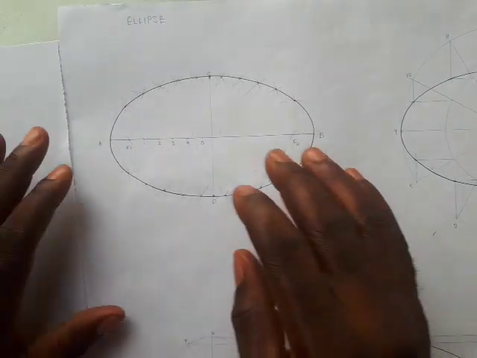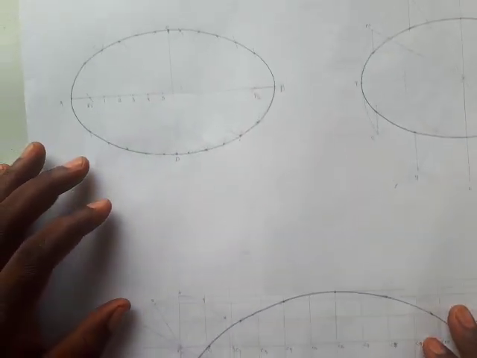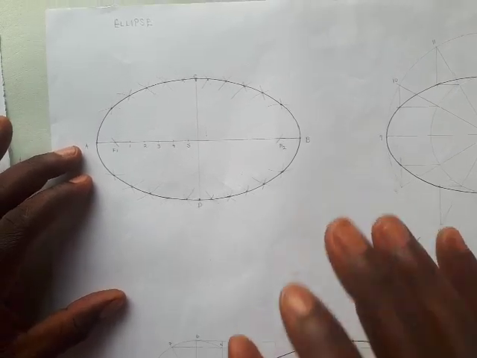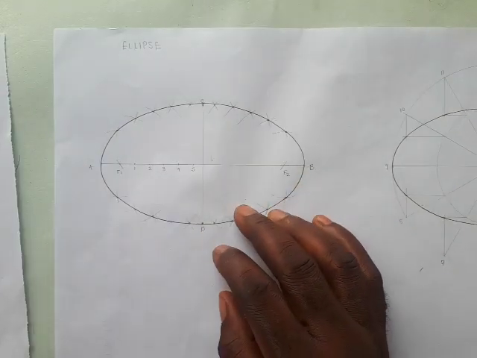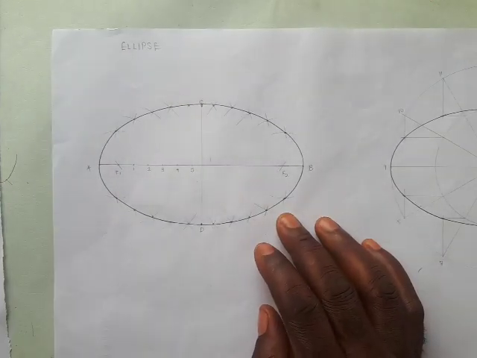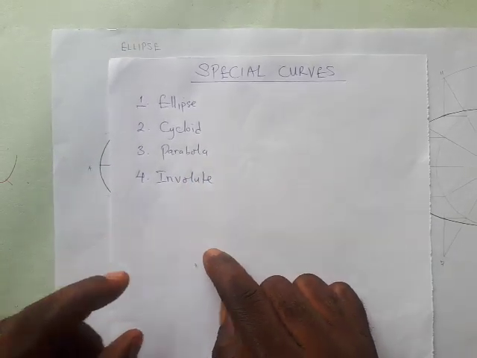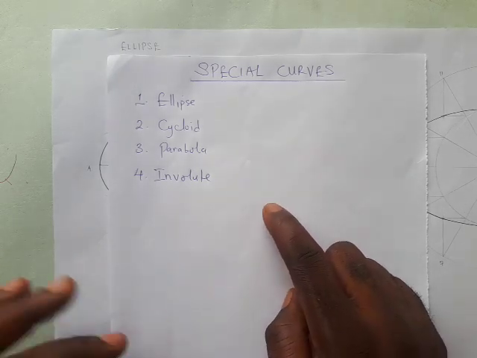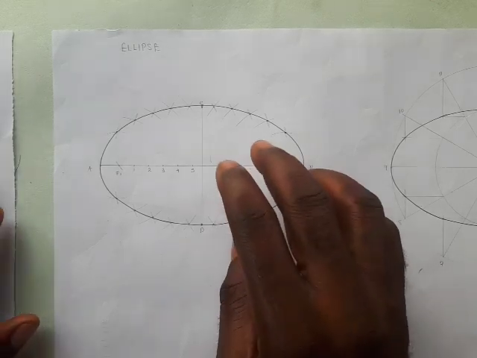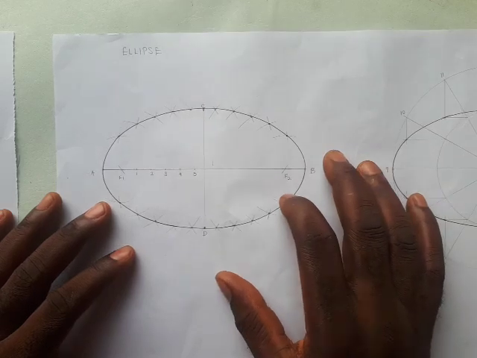Now I have already constructed the ellipse, the cycloid, the involute, and parabola. What I'm going to do now is show you how to construct a tangent to these four special curves. To see videos on how to construct an ellipse, cycloid, parabola, and involute, I've already uploaded videos on these special curves and many more, so you can go check them out before proceeding to learning how to draw the tangent. So let us start with an ellipse.